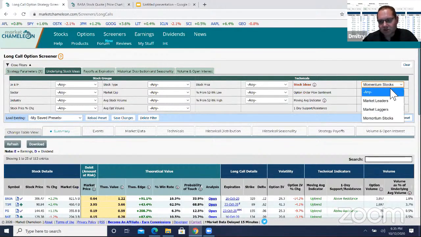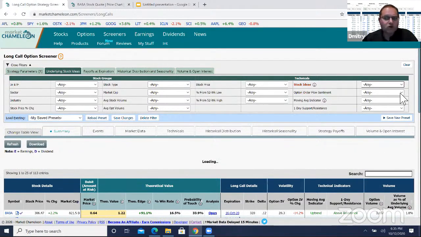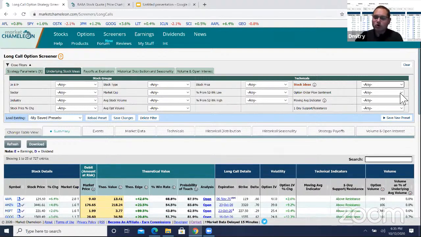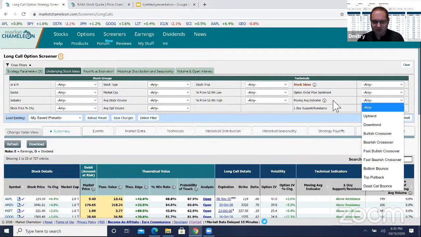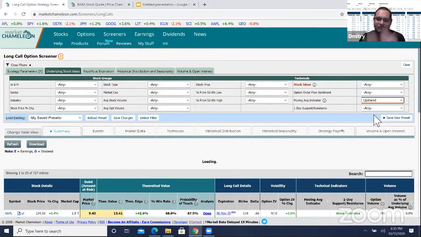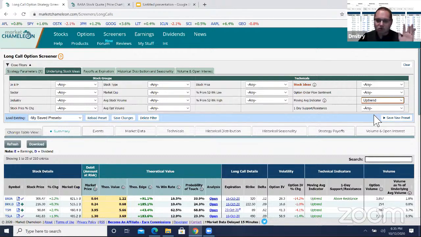Here, I'm going to unscreen that. Option order flow. This is just how the order flow in the options is coming in: are they coming in more bullish or more bearish? You could do it this way. Moving indicator. You could read about this. There's a bunch of different ones. That's based on how the 50-day, 20-day, 250-day moving averages are crossed and how the stock is crossed around those moving averages. So you could read those, but if you're looking for an uptrend, basically everything is crossed in a bullish manner.